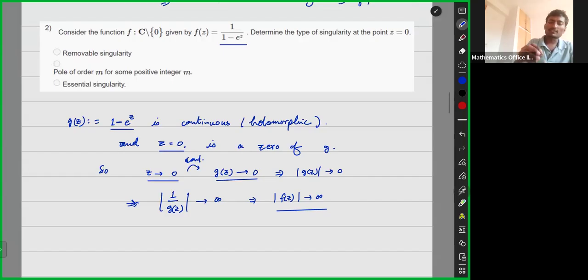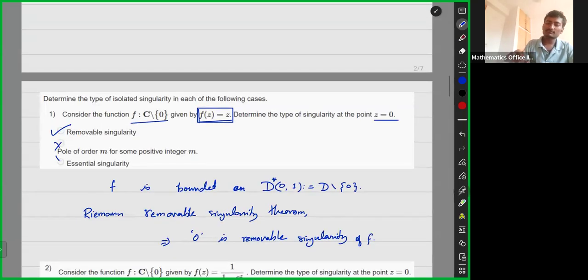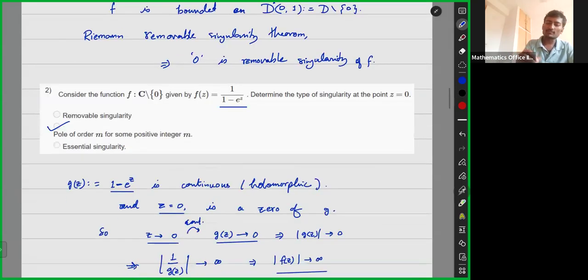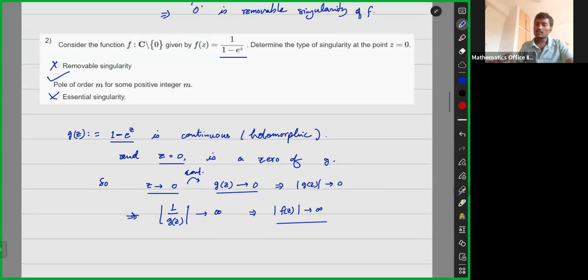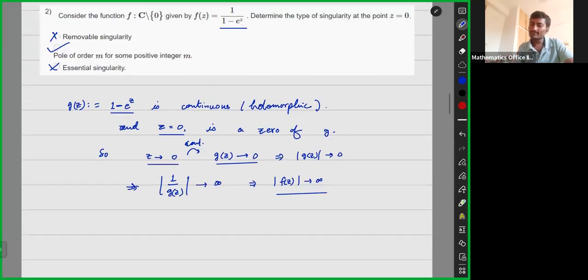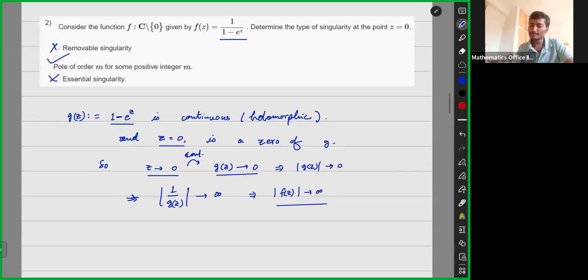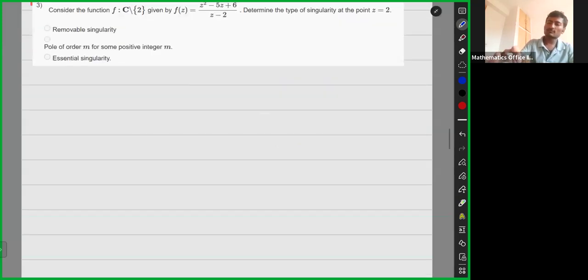And now it is a pole of order m. In the first case, it was a removable singularity. Here it is a pole of order m. Okay, let's see the third question.